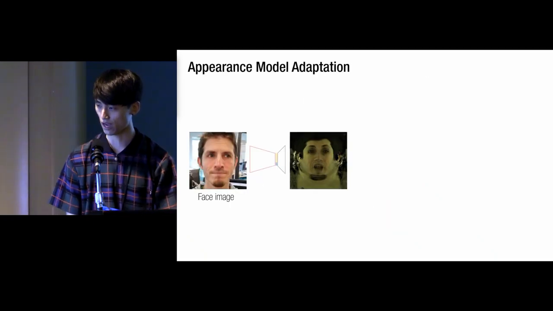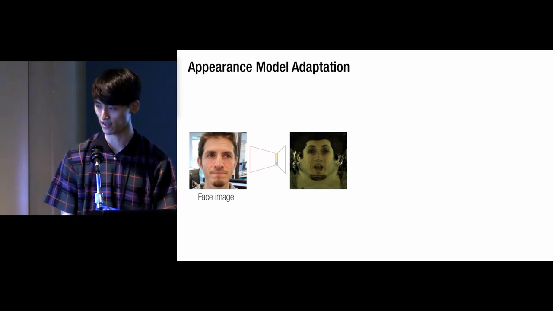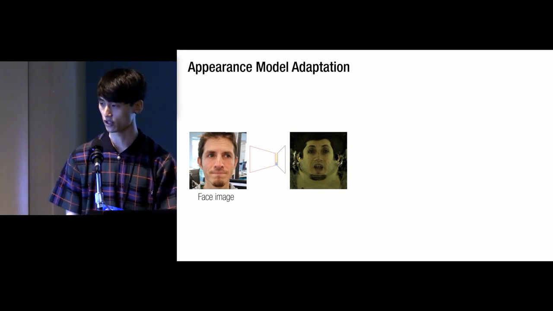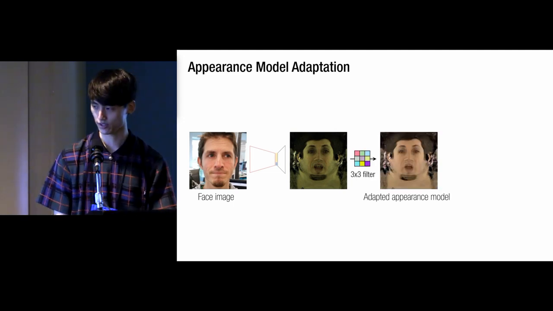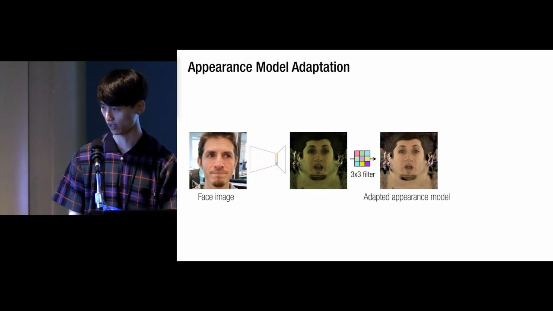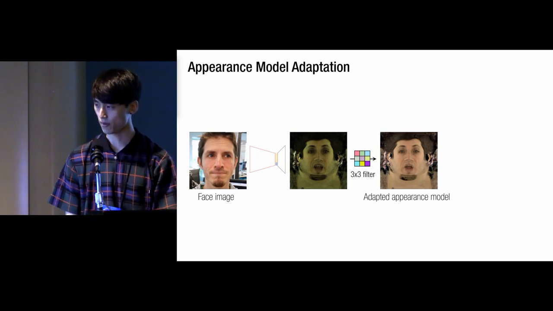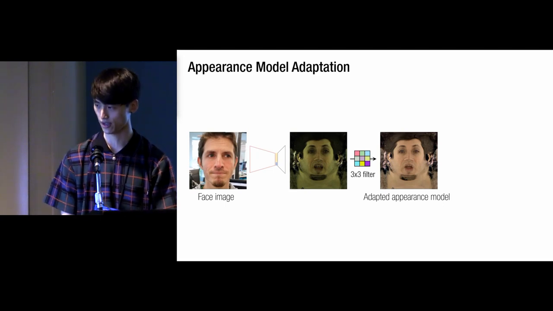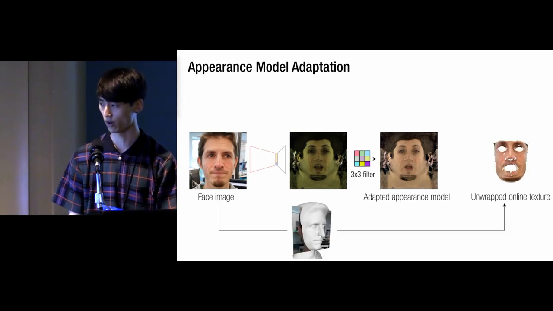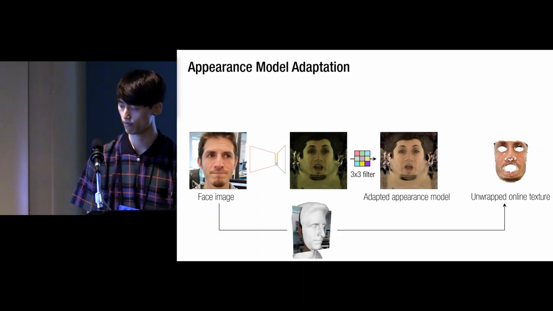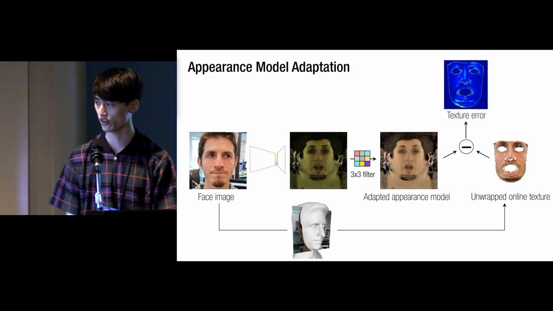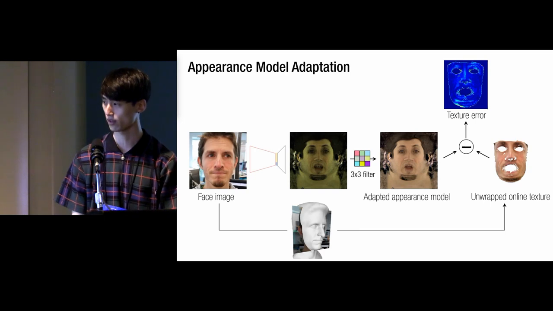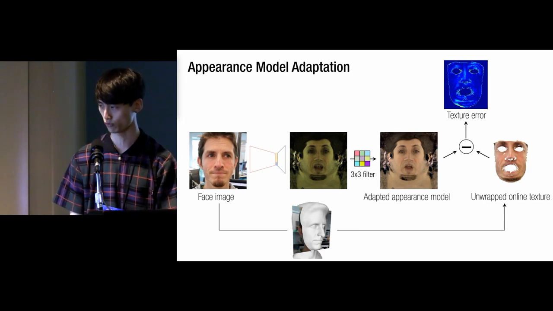We also adapt our appearance model to the input testing scene such that we allow the rendered face to be more reflective of the input face image. To do this, we further train a 3x3 color correction filter in an online manner by enforcing the texture consistency between the adapted appearance model and the unwrapped online texture, which is synthesized from the input face image. For this, we minimize the texture error, which is made by the pixel level color differences between these two textures.